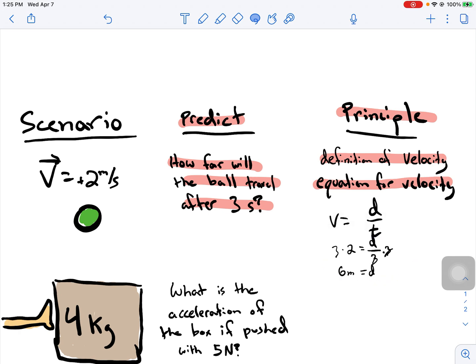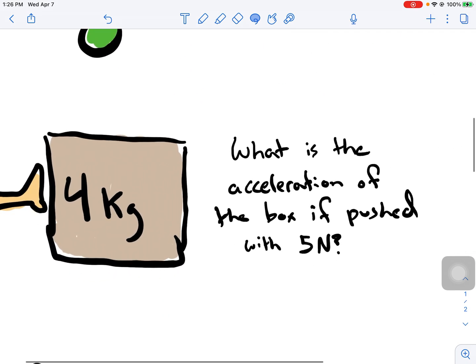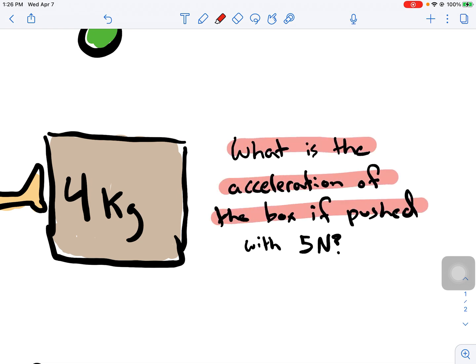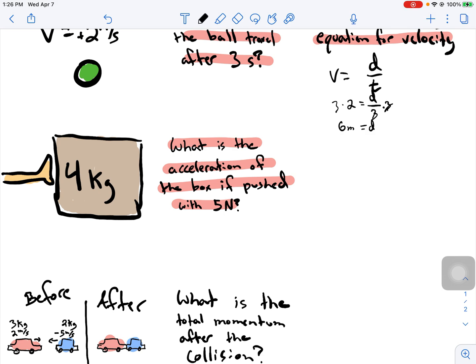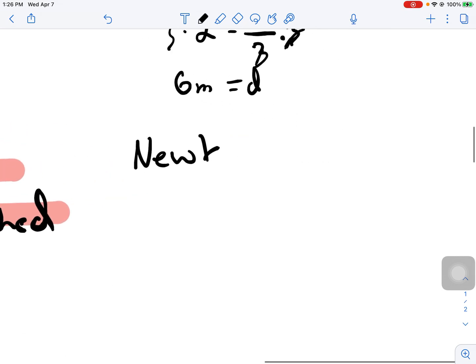Let's take another example. We have to make a prediction. What is the acceleration of the box if pushed with 5 newtons of force? Well, this principle is actually a law. We call it Newton's second law.